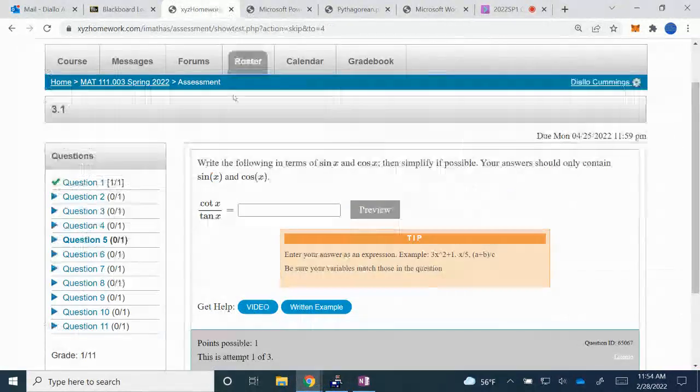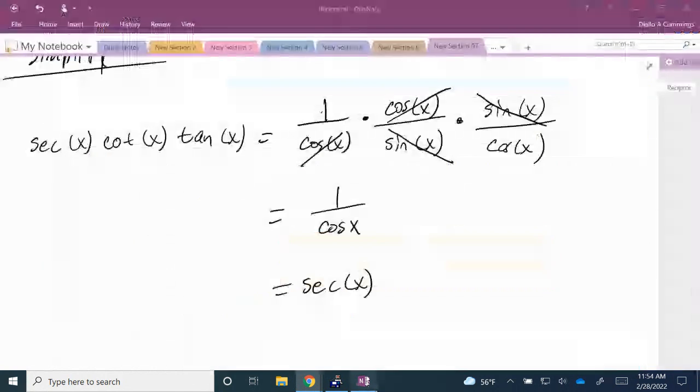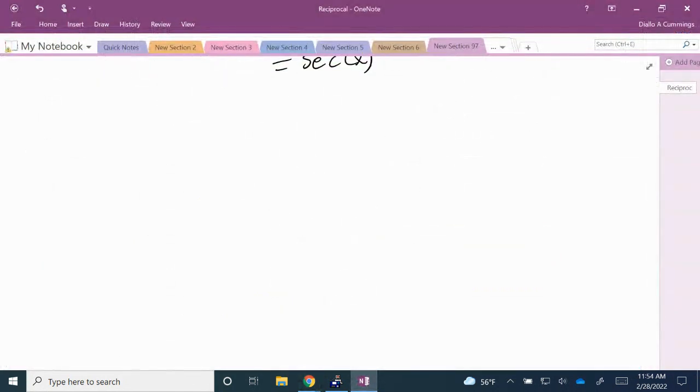All right, so let's take a look at the solution. It says write the following in terms of sine and cosine and simplify if possible. Your answer should only contain sine x and cosine x. So we have cotangent x divided by tangent x.